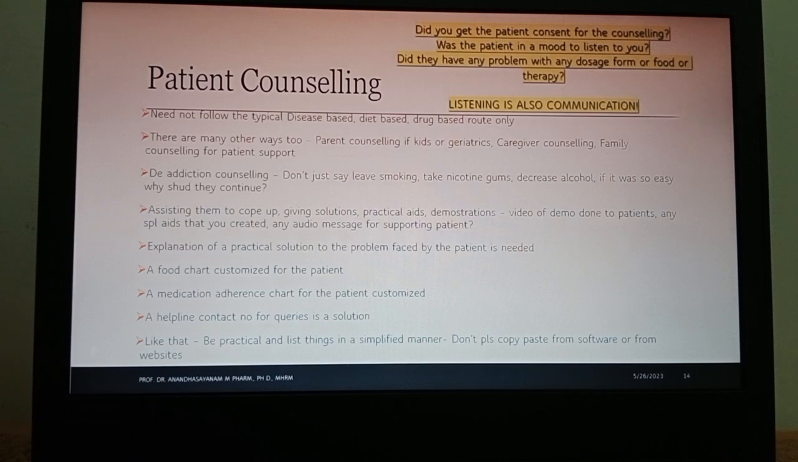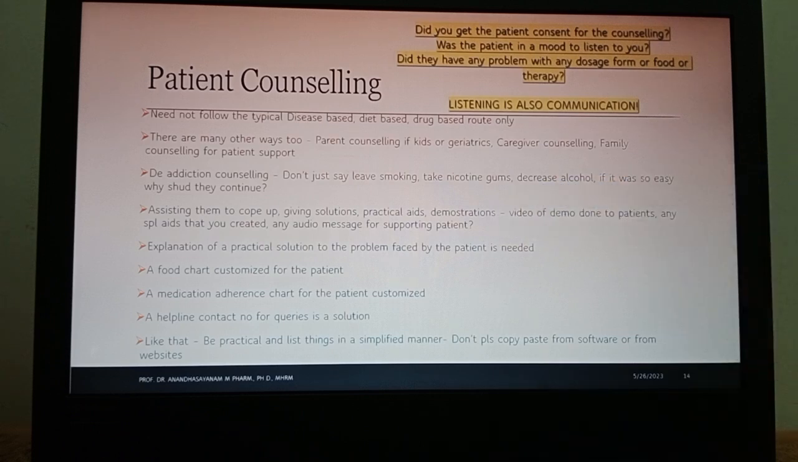Assist them to cope by giving practical solutions. If you forget to take medicines, I'll give you a chart, please write it down and send a photo to me by WhatsApp every day, every time you take it. And when you don't send it, I will give you a reminder. So see, many times you need not intervene, but the problem gets solved because somebody is there to support me. That is the psychology, right?